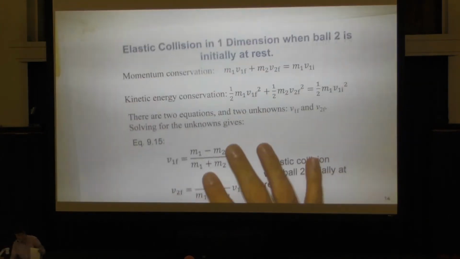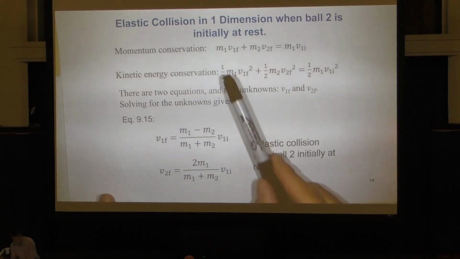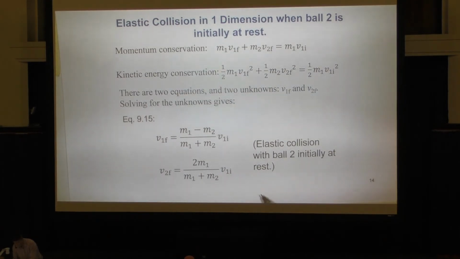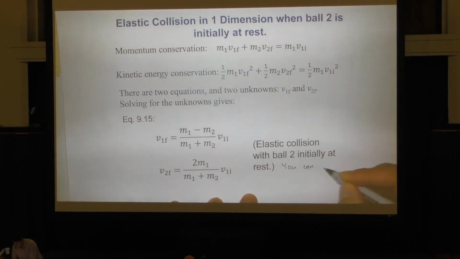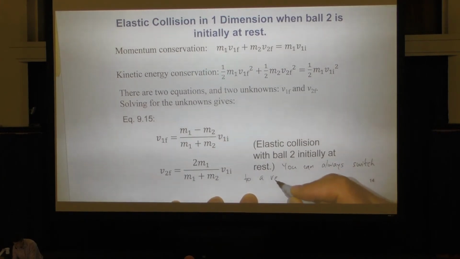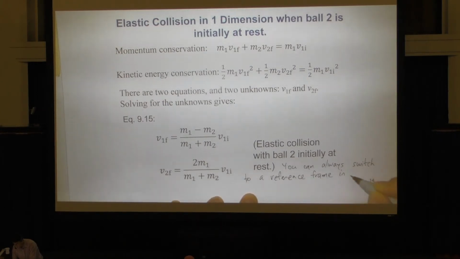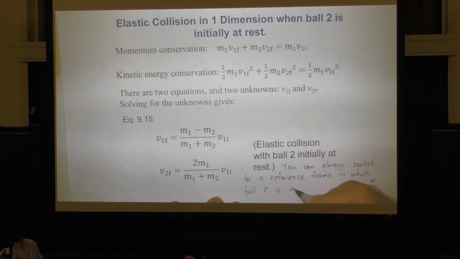So that's the situation. These are the equations. Momentum conservation is m1 times v1 plus m2 v2. What I'm going to do is start with the ball at rest. And the idea here is that if it's not at rest, you can always switch to a reference frame using relative velocities in which ball 2 is at rest.